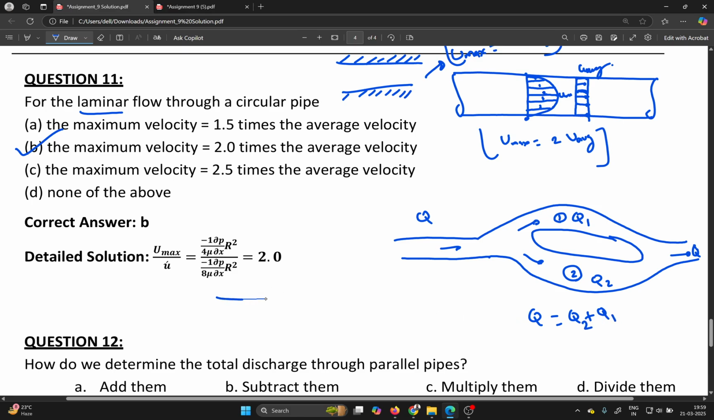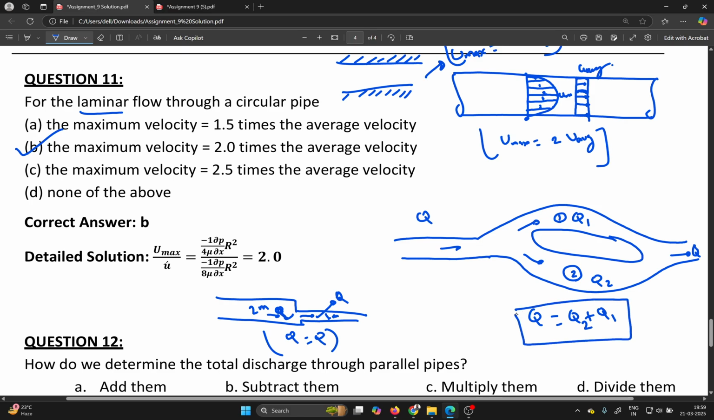But in case of series, let us suppose the pipe here is 2 meter diameter and here is 1 meter. So whatever the discharge coming here, that discharge only goes in this. So whatever the Q value here, the value will be the same here. Maybe velocity will increase or decrease, this is a different thing, but discharge will be the same. So in case of series pipe, Q will be same, but in case of parallel connections, your Q will be equal to Q1 plus Q2, you can say.